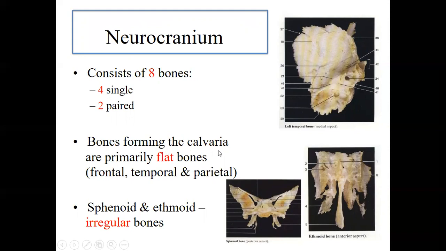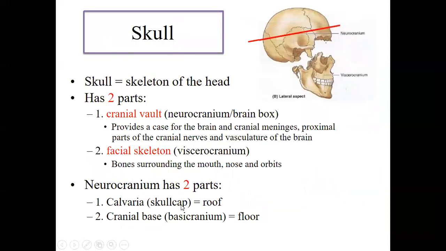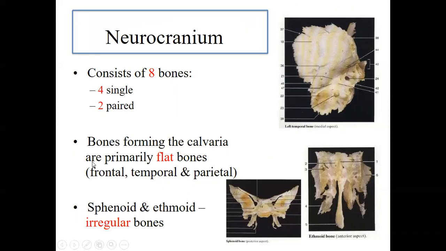What is the calvaria? The skull cap, right? I go back to the first part of my lecture: calvaria, skull cap. The bones forming the calvaria are primarily flat bones. Here we have the frontal bone, the temporal bone, and the parietal bone. This is the left temporal bone, part of the bones that form the calvaria. The sphenoid bone and ethmoid bone are irregular bones; you can see here the sphenoid bone and the ethmoid bone, and the shape is irregular.